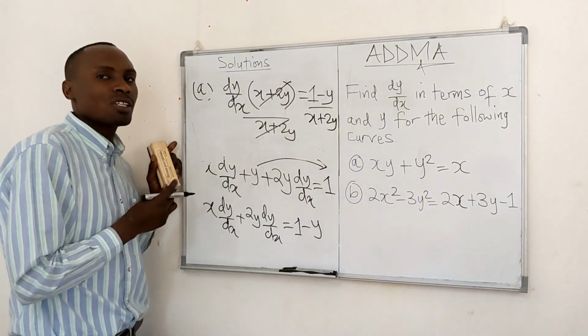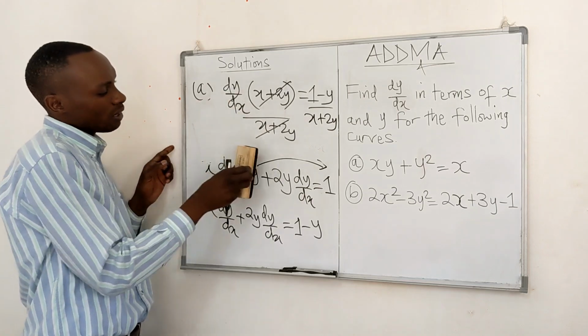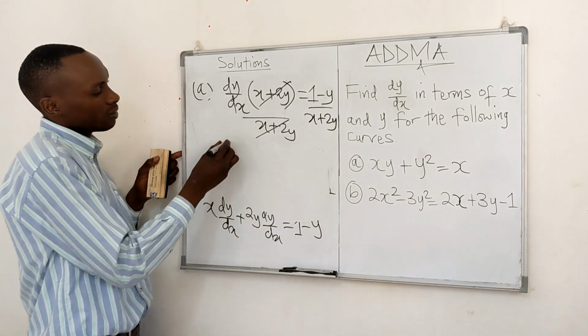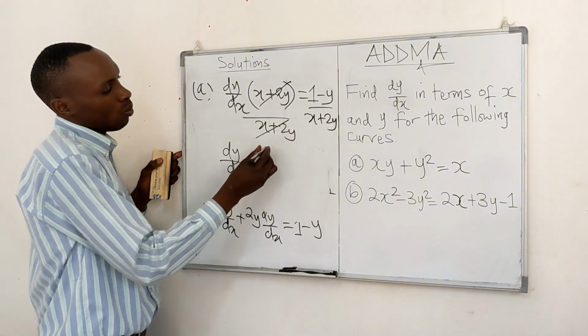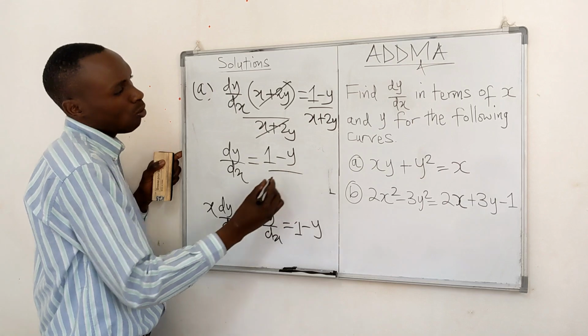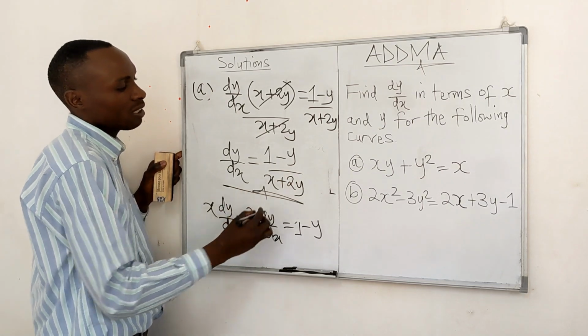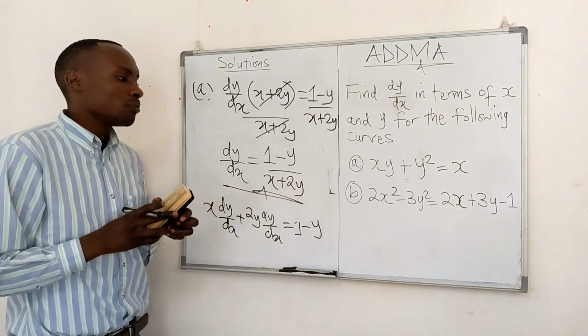This simplifies with this to give us 1 here. And 1 times dy/dx will give us dy/dx equal to (1 minus y) over (x plus 2y). And this here is the final answer for the first part.